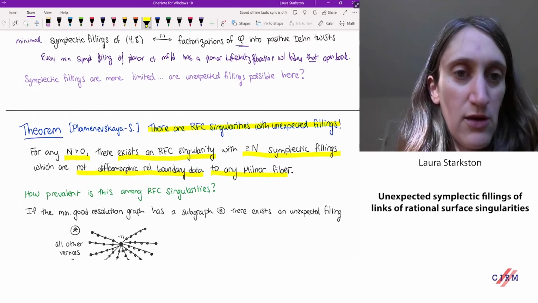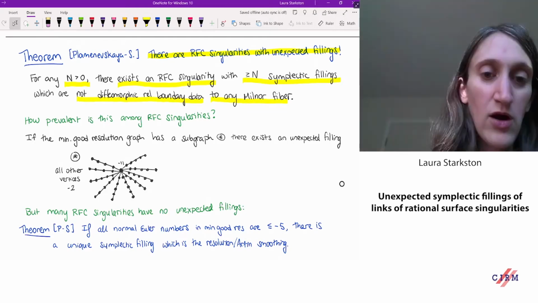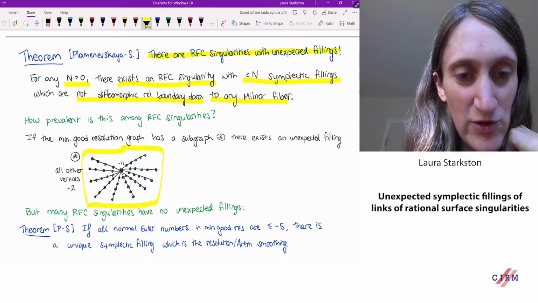Okay, so this was one of our main results. And you could ask, there exist some of these singularities in this class with unexpected fillings, but how common within this class are singularities with unexpected fillings? So the first example that we have, in terms of its resolution graph, where there's an unexpected filling, is this graph. I've got one vertex with normal Euler number -11, and the rest are labeled with -2s. And I've got a bunch of arms, so there are 10 arms coming out, and I've got these chains of -2 spheres, sufficiently long, coming out from this central vertex.